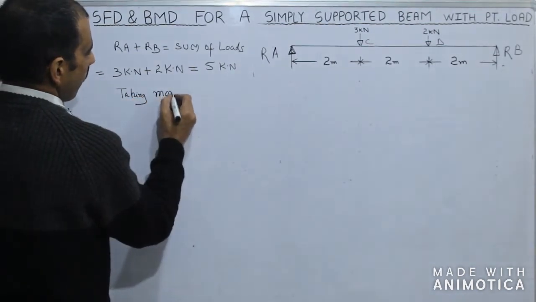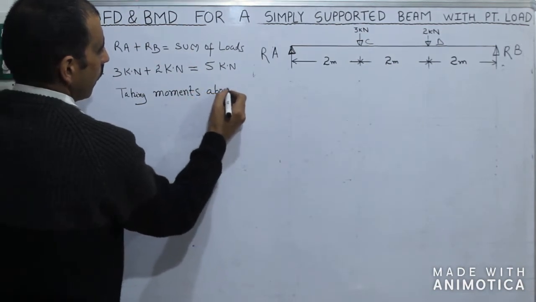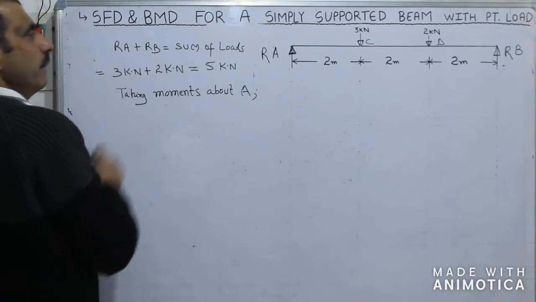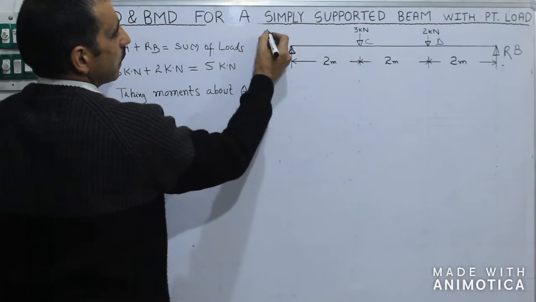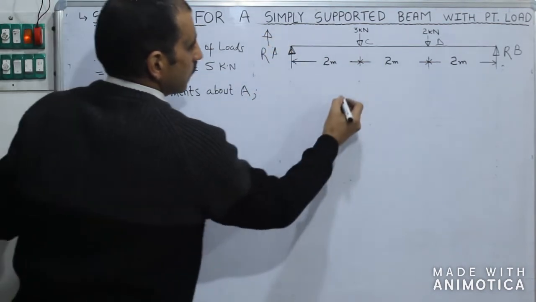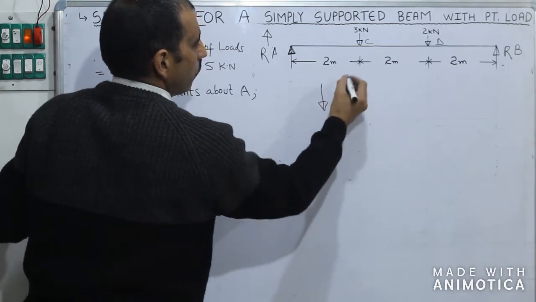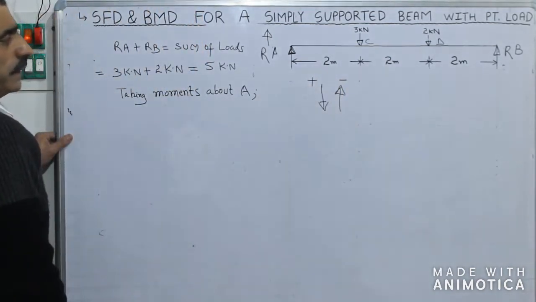moments about A, right? And before I go for the moments, we will designate signs here. This sign is upward, this sign is downward. Upward we are taking negative, downward we are taking positive, right?